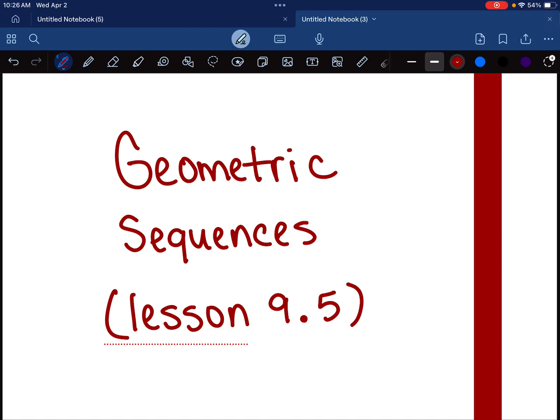Okay, we're going to finish chapter 9. We're doing section 5 today. I know we skipped some sections in between. These are the two that we need to go over. So today we're talking about geometric sequences.